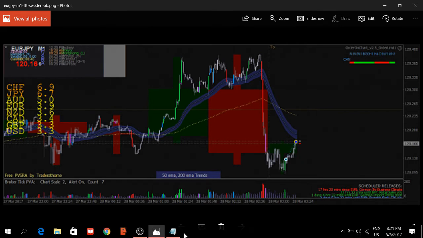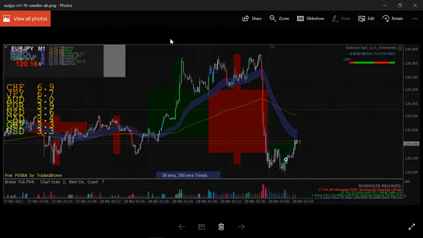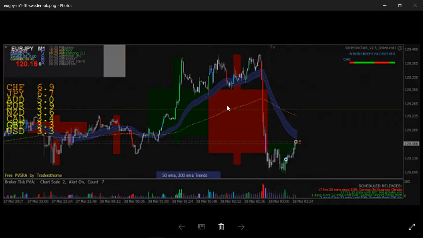Go back to the notepad, and here I wrote you trade against the overall trend. So if the overall trend is bearish, you're going to buy. You're going to assume the price will go bullish. So you trade against the overall trend. What did I do here? I bought it here and I sold it here. First of all, you identify the overall trend.